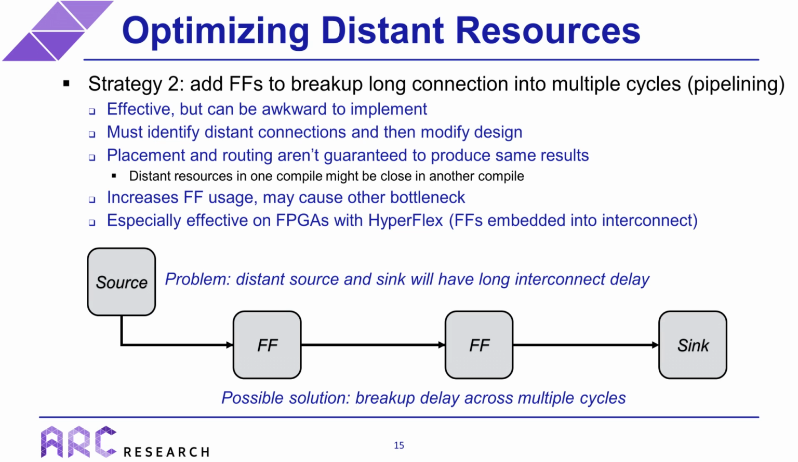Pipelining wires like this can be a very effective technique, but it can also be awkward to implement. First, you generally need to use the timing analyzer to identify distant connections that would benefit from pipelining in the first place. You then have to go and modify your code to add some flip-flops for the corresponding wire. The problem with this is that placement and routing aren't guaranteed to produce the same results on every run. So, a lengthy connection in one compilation might not be lengthy in another compile, and might be replaced by a different lengthy connection. It all depends on how the placer decides to place all the components in that particular run.